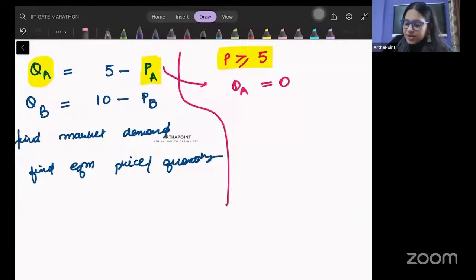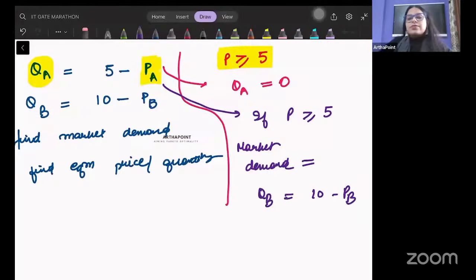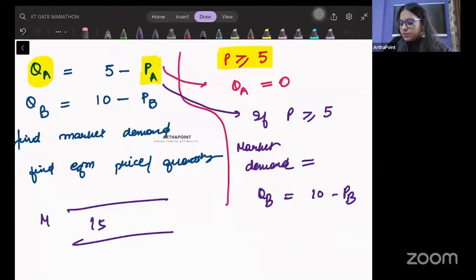So the implication for us is that if my price in the market is greater than or equal to 5, then the market demand curve will only be the demand of individual B. So I cannot just directly add. I cannot suddenly say, okay fine, the market demand curve will be 15 minus PA minus PB or something like that. Or you can just bring price on one side and add the quantities together. We can't do this.